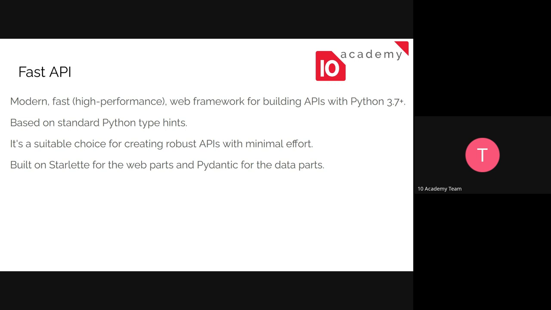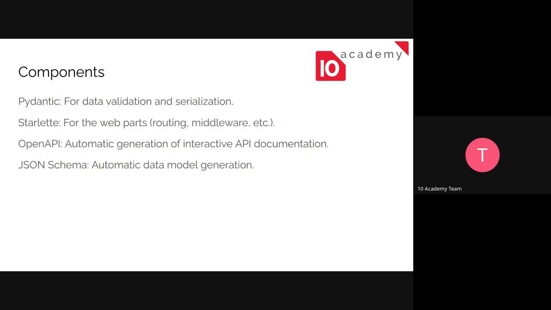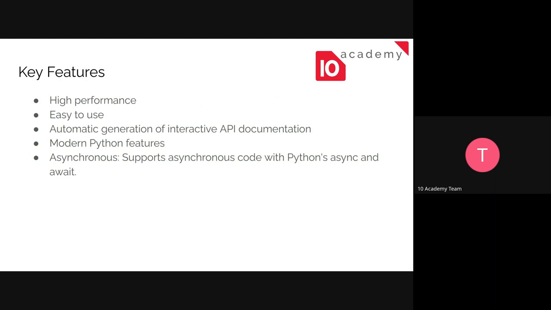Okay, I'm sorry, I think I've called. Okay. So the key features are high performance, ease of use, and automatic generation of interactive documentation based on your API. And all the modern features of Python are already integrated, and that's asynchronous. It uses async and await, so it's fast.